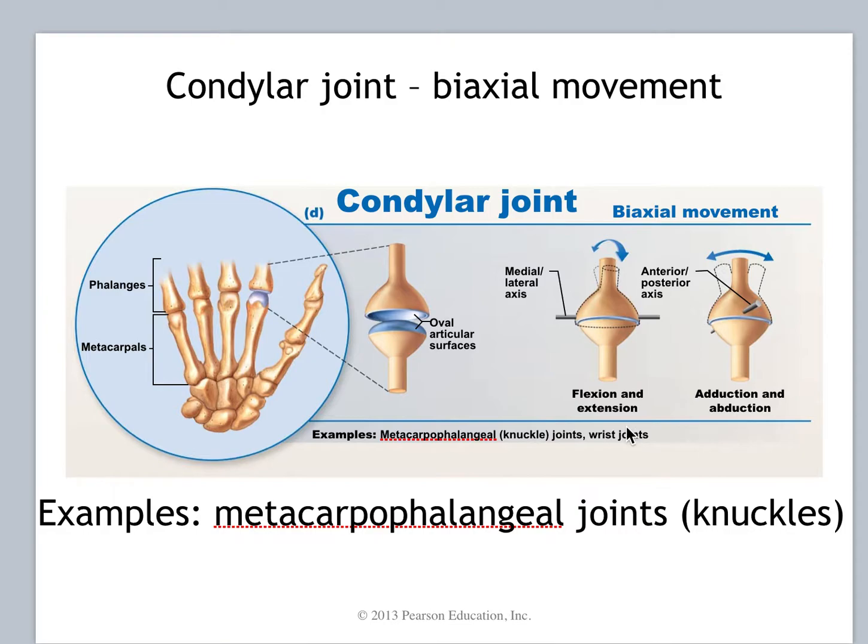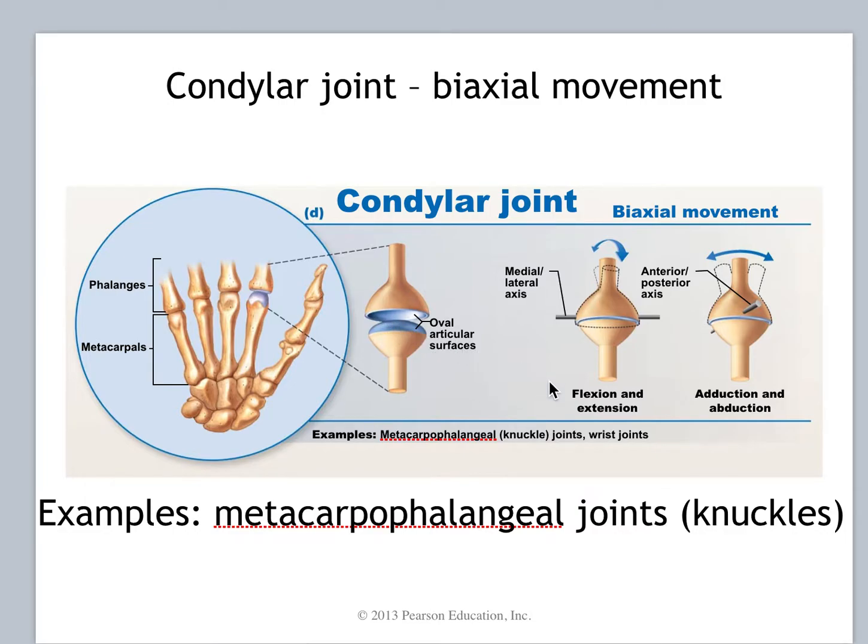Condylar joint involves biaxial movement. This is when there's oval surface on both bones. Remember we talked earlier that when you see the word condyle, referring to joint, this is what a condyle is. It's a round circular surface. This is seen in many joints. We saw that in the occipital condyle, from the occipital bone articulating with C1 vertebral body. We've seen the mandibular condyle, where the mandible articulates with the temporal bone in the TMJ joint.